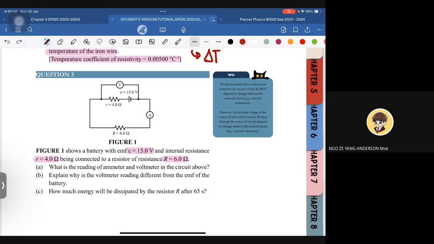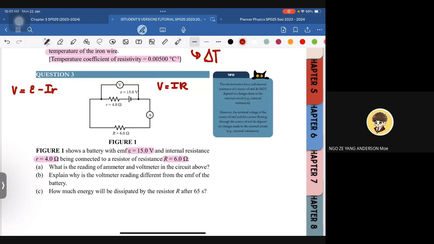We can use terminal voltage: V is equal to EMF minus Ir. So from here we only need to find I. But the problem is we do not have the value of V. So it's either you find V first or I first, because after you find I, you can find V. But in order for us to find V, we need the value of I. So what we need to solve first is the current.